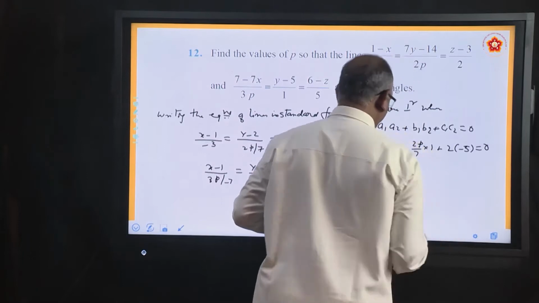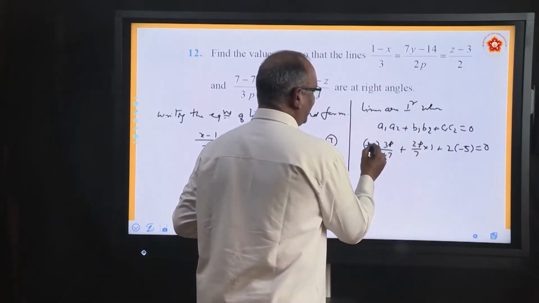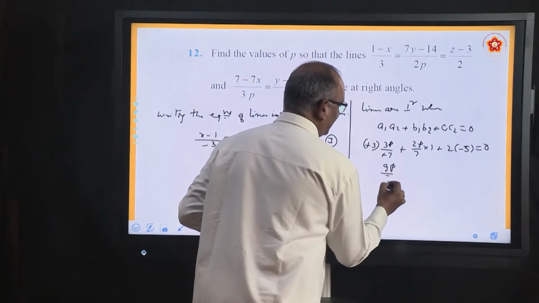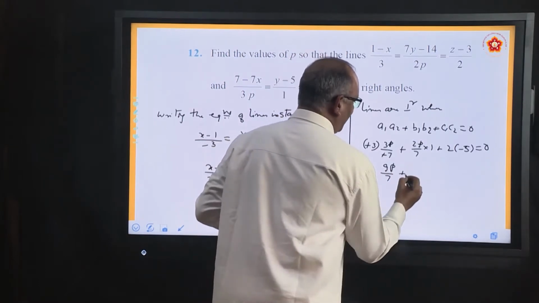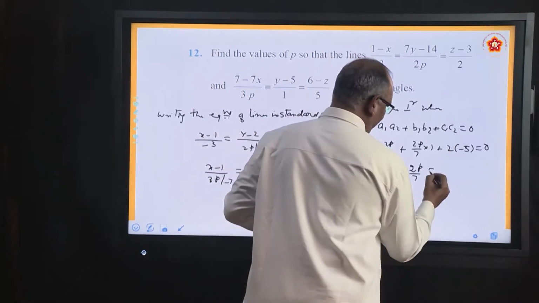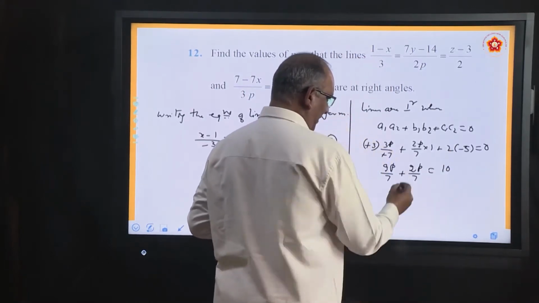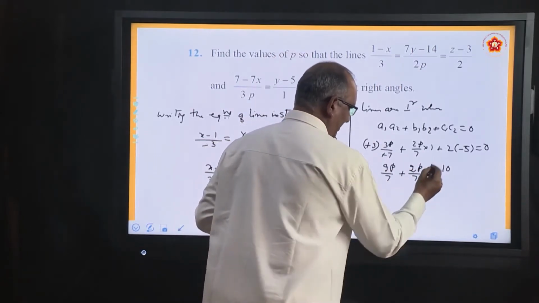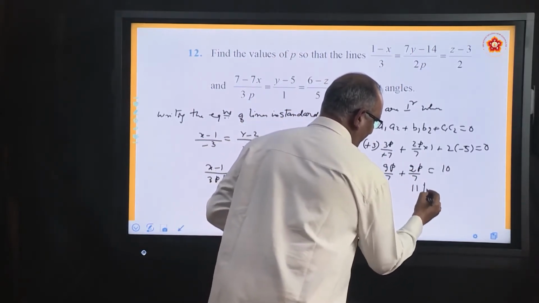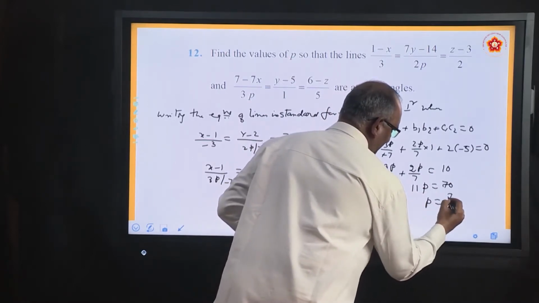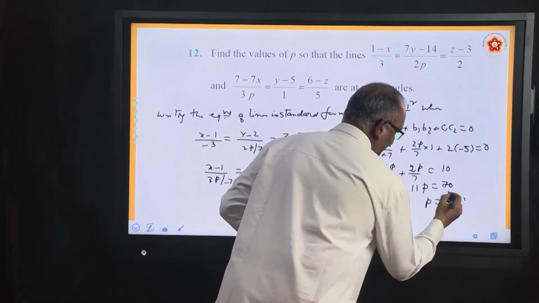equal to 0. Simplify. Minus and minus sign will get cancelled. You will get 9p by 7 plus 2p by 7 equal to 10. Add both of them. 9p plus 2p is 11p. Take 7 to the other side. 11p is equal to 70. Hence p is equal to 70 by 11. This is the answer.